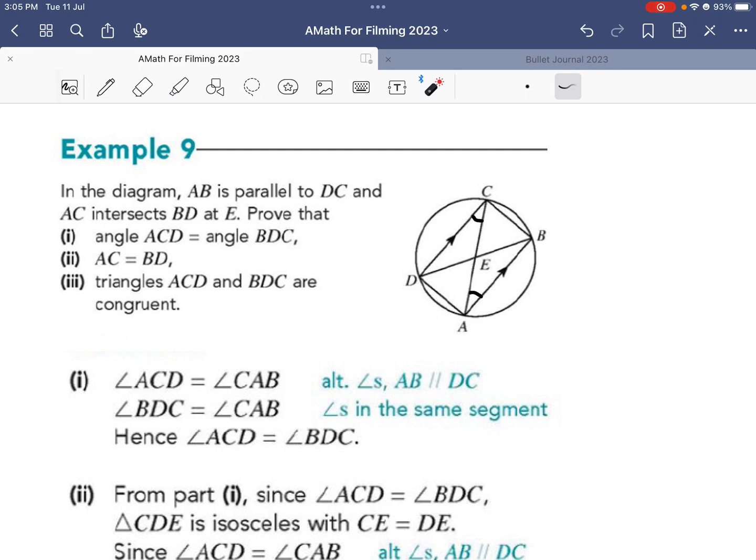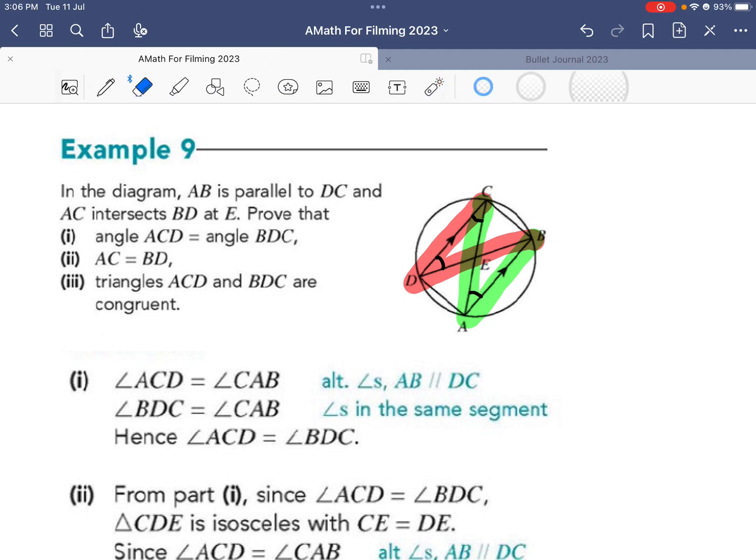Now, what I have here is this. I will highlight for you to see. Angle BAC equals angle BDC. Why is this so? Because of the property of angles in the same segment. So therefore, this angle is equal to this angle, which is also equal to this angle. So I can actually prove that angle ACD, which is this angle, is equal to angle BDC, as written here.